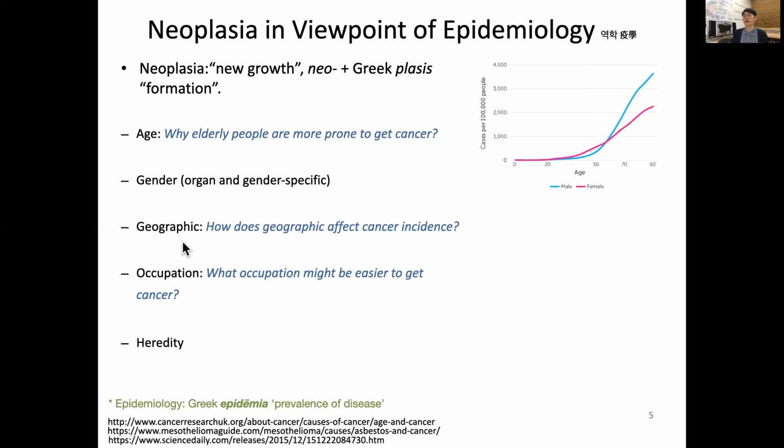And what about geographic area? How does geography affect cancer incidence? There's a good example: the opening of the ozone layer in the southern part of the earth, especially in Australia, matters because the UV radiation from the sun causes more skin cancer in that area.